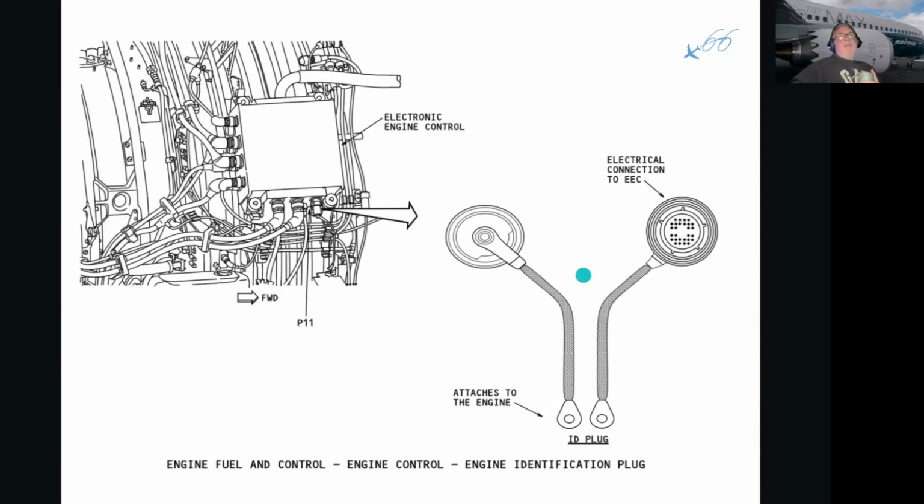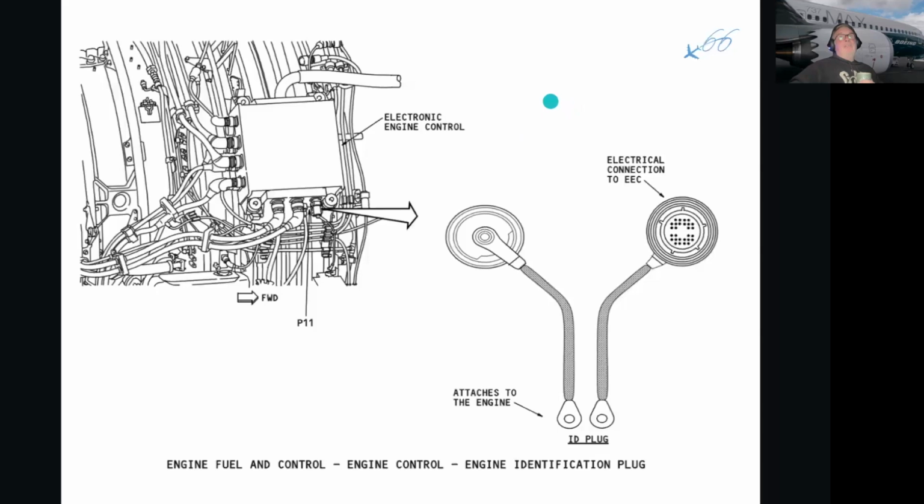The ID plug, as we said, attaches to the engine. Although it's connected to the EEC, if you're changing the EEC, you take the EEC away. The ID plug is attached with a lanyard onto the engine. You then put the new EEC in and attach the existing ID plug onto the new EEC. Because this ID plug will supply configuration data to the EEC.